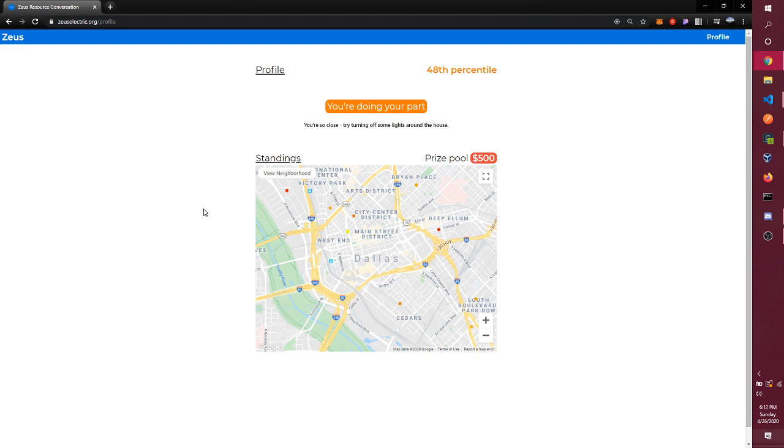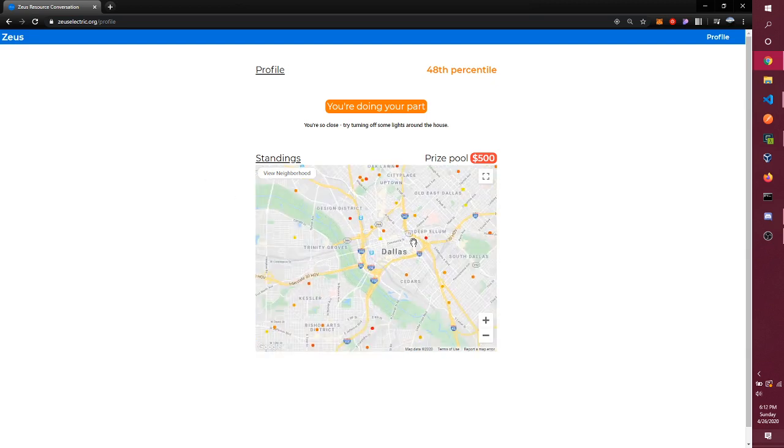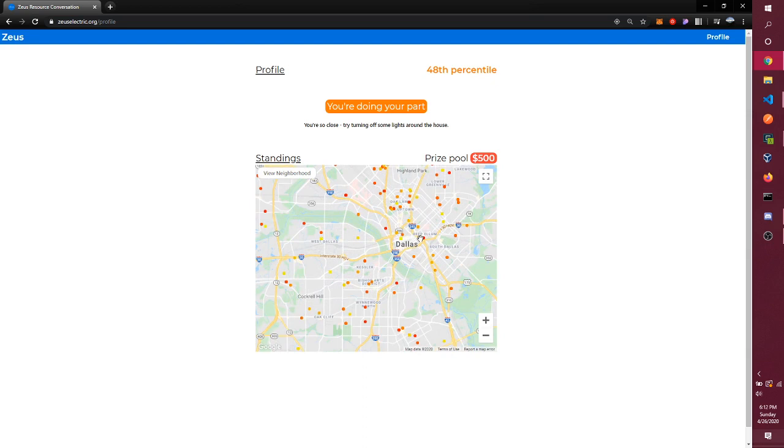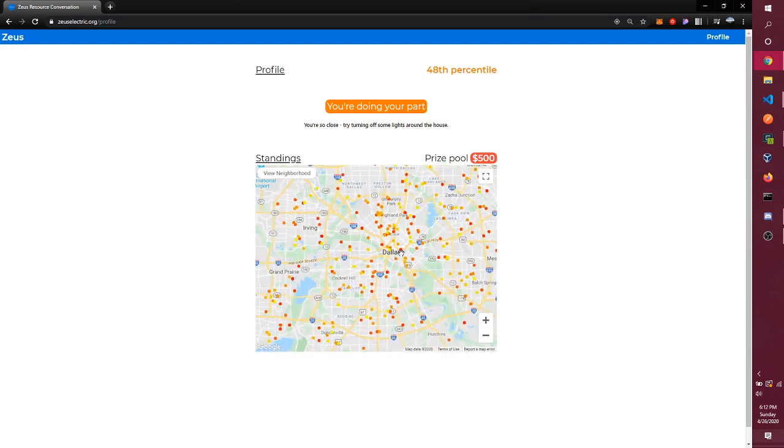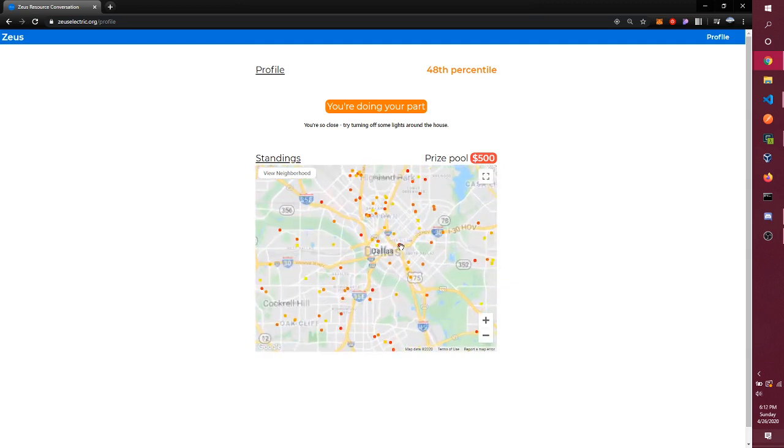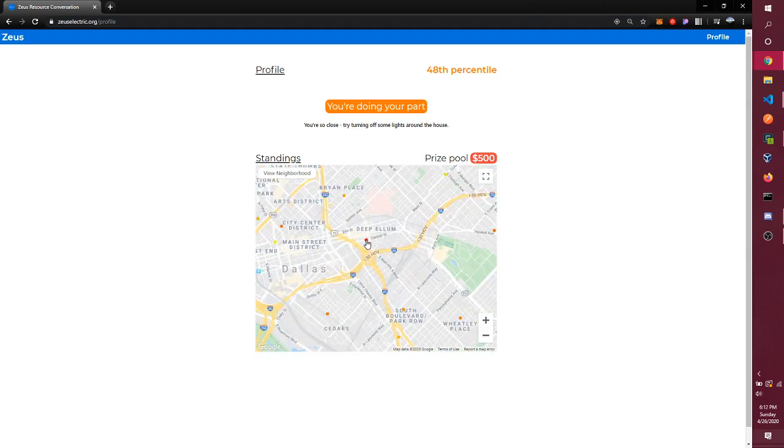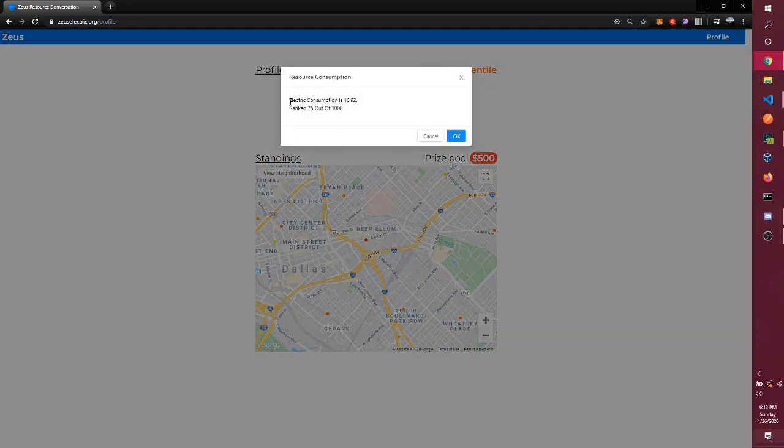Right? So then we see the more important part of this, which is the standings and the prize pool. So let's look at this map. Right? On this map, you'll see a heat map. Yellow is low, red is high. This isn't actual data, but it's close. I mean, in the sense that the data doesn't really matter. It's a mocking system, but the high level stays the exact same. Let's look at this red spot here, right? This says electricity consumption is 16.92, ranked 75 out of 1,000.